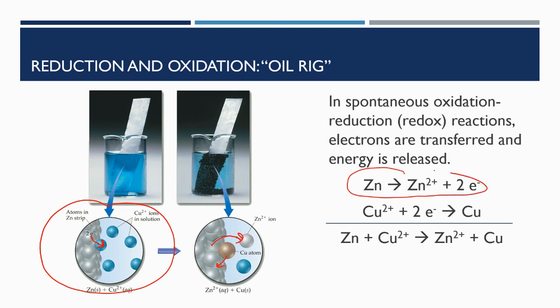You'll notice that we have zinc producing zinc 2 positive ions and then 2 electrons. Those 2 electrons are then absorbed by the copper 2 positive ions to produce copper metal. And then if we add the 2 reactions together, we get zinc metal plus copper 2 positive ions produce zinc 2 positive ions plus copper metal.